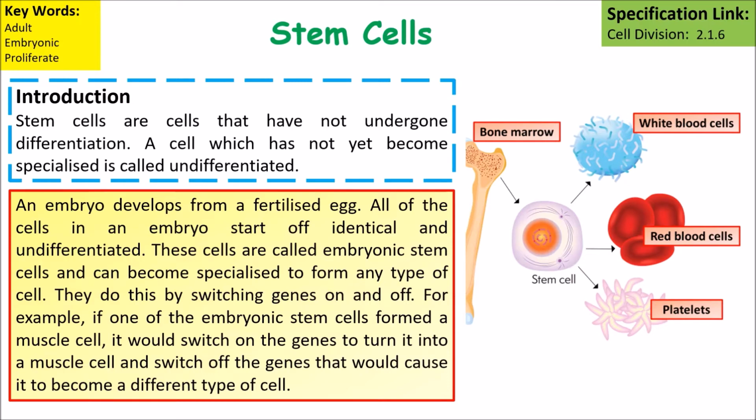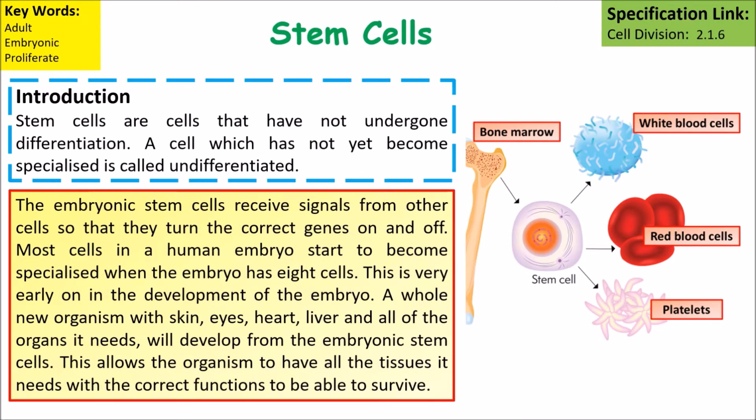So stem cells are cells that have not undergone differentiation. So a cell that has not undergone differentiation can become any type of cell. An embryo develops from a fertilized egg. So all cells in an embryo start off as identical undifferentiated cells. These cells are called embryonic stem cells and can become specialized to form different types of cells. They do this by switching genes on or off. So for example, an embryonic stem cell can become a muscle cell or a nerve cell.